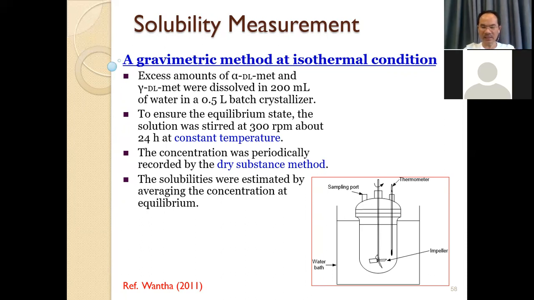There are many techniques. The technique that I use is the gravimetric method at isothermal condition. Isothermal means at constant temperature. We fix the temperature. For example, we have the reactor, and we control the temperature using the water bath. You control the temperature at, for example, 25 Celsius. We also have a mixer impeller to mix and induce the solid to dissolve.